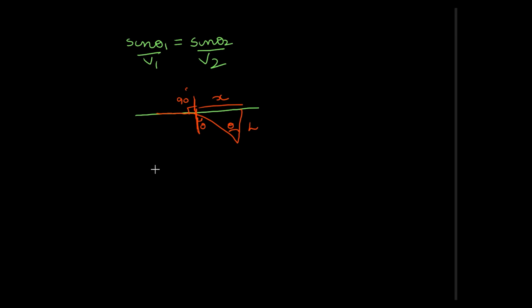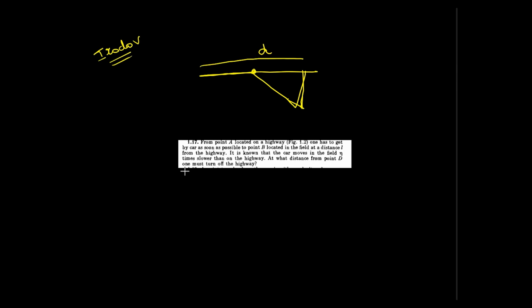Right. Now what do you know? Sine theta 1, that is sine 90, by V1, that is V naught. What did they mention in the question? It says that the car moves in the field eta times slower than on the highway. So let's say the speed is V1 on the highway. It becomes eta times slower than on the highway, that is V2 is equal to eta times V1.